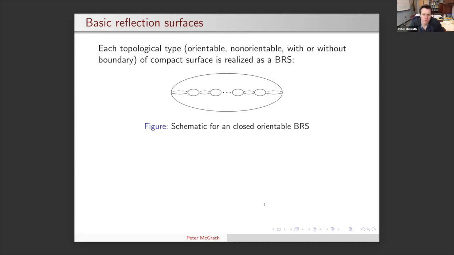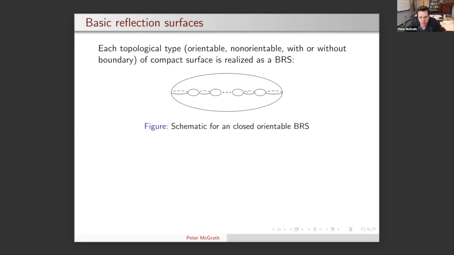So after you've doubled the surface along its boundary, you've gotten a closed surface now with some genus, and because you've doubled along the boundary, you have a reflection. And by construction, that surface is a basic reflection surface, and by varying the number of holes you cut out, you can make the genus arbitrary. And it turns out that up to equivariant homeomorphism, every closed orientable surface that has this basic reflection surface property arises in this way.